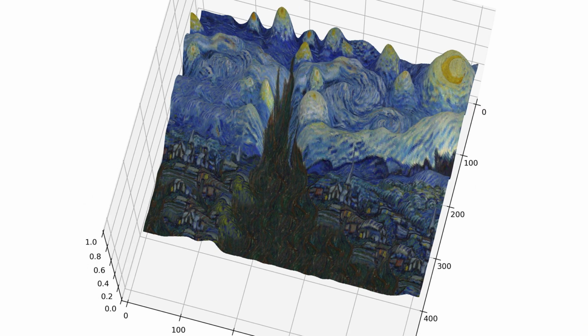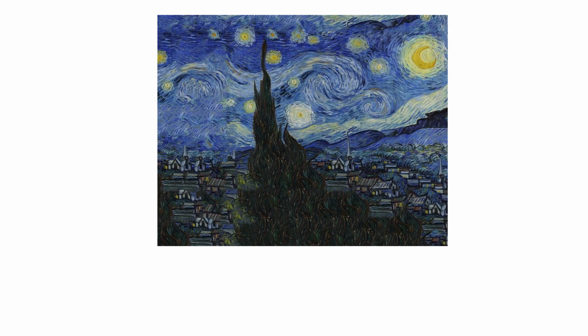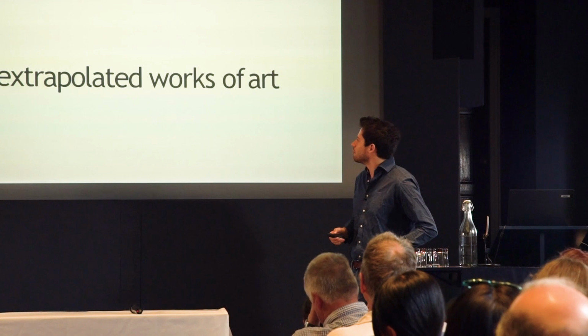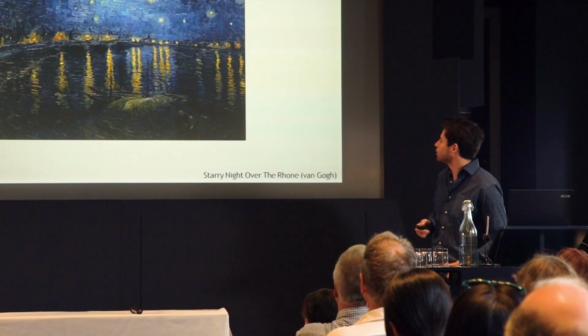And then we can rotate that back to see what it looks like. So that gives us another possible extrapolation, which looks much nicer, doesn't it? By just looking at the patterns inside the painting itself. I'm happy to share with you some other works of extrapolated art that we've done over the years.